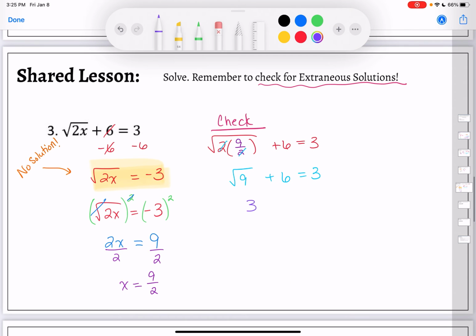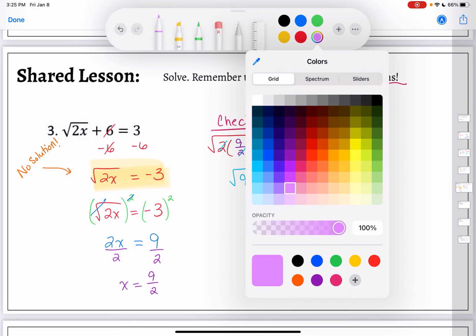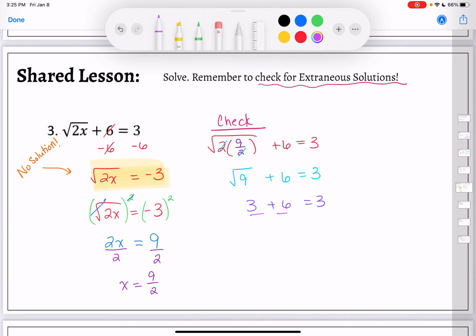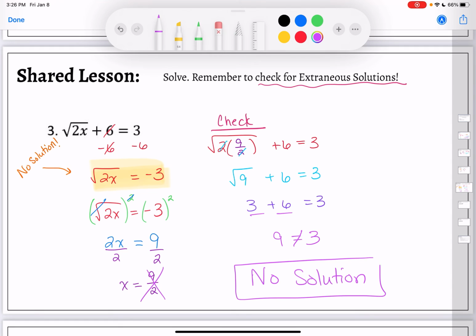The square root of 9 is 3, plus 6 is supposed to equal 3. 3 plus 6 gives me 9. 9 does not equal 3. No way. So that means that 9 over 2 is not a solution. Now, we don't write our answer as extraneous solutions. Our answer, we would say, is no solution. So we would write our answer as no solution since the one answer we got doesn't actually work.